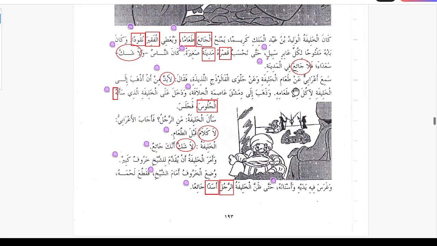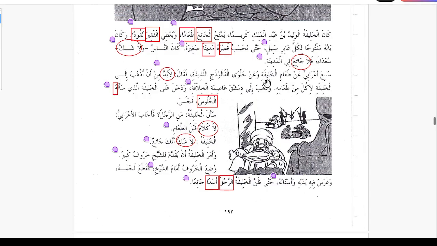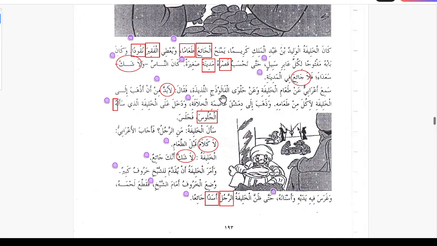Sami'a arabiyun an ta'ami khalifati. So sami'a is the verb, sami'a yasma'u, the past tense, fi'l madin mabni al fathi. Arabiyun is the fa'ilun marfun wa alamat rafi ad damma. So the Bedouin heard about, an is jarun wa majrurun, and ta'ami khalifati is mudaf mudaf ilayhi, about the food of the caliph, wa an halwal faluzaji, and about the faluda, the sweet faluda, al lazizati, sweet faluda. He heard about that.